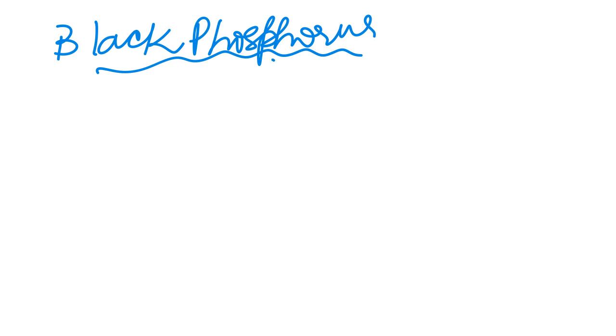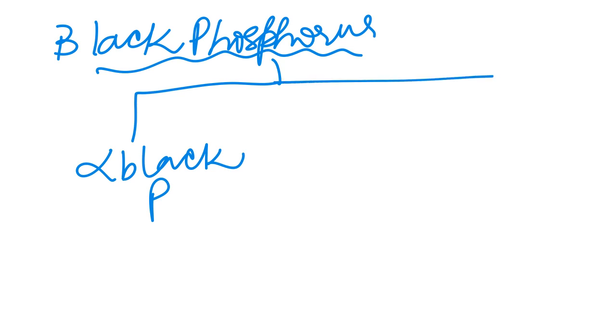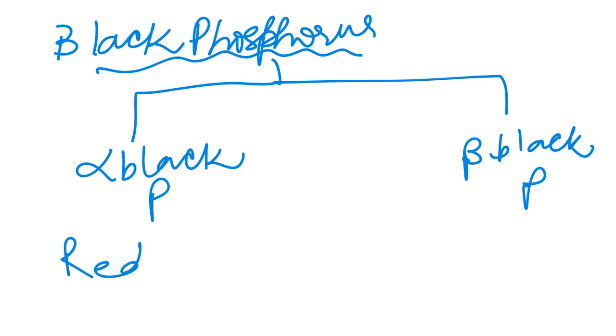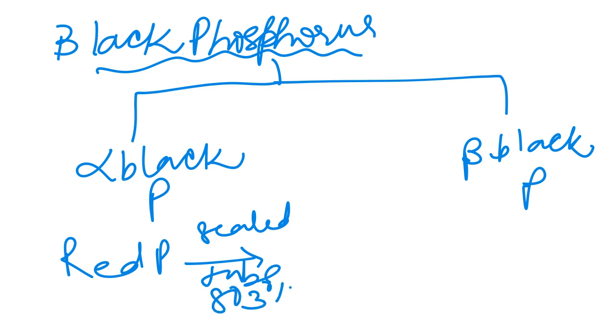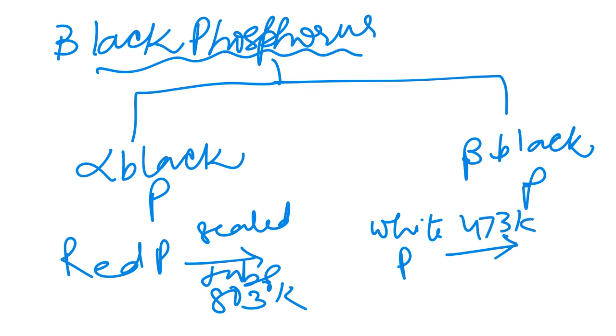So it consists of two types. One is alpha black phosphorus and beta black phosphorus. So this is obtained from red phosphorus. You heat it in a sealed tube at 803 Kelvin, you will get alpha black. If you take white phosphorus and heat up to 473 Kelvin under pressure, then you will get beta black phosphorus.